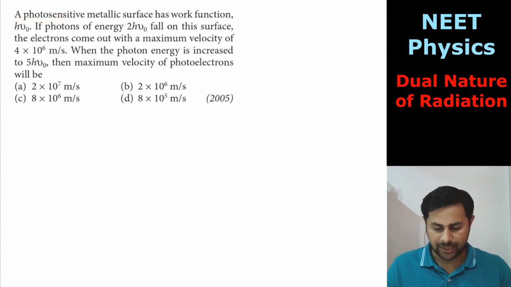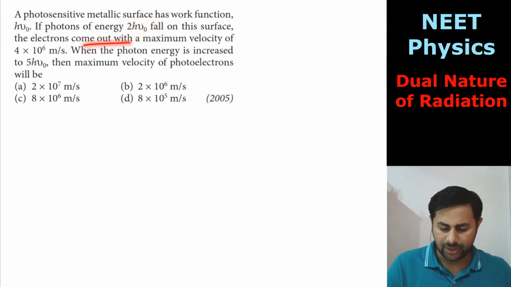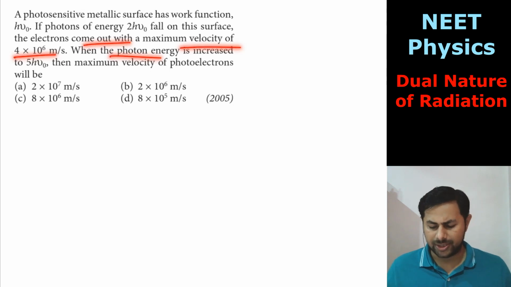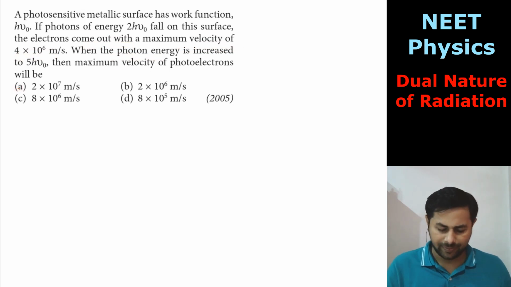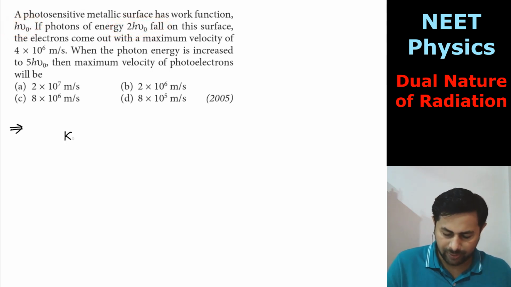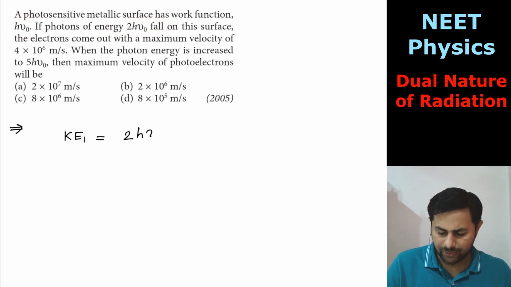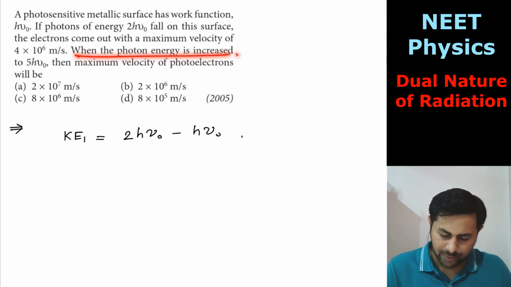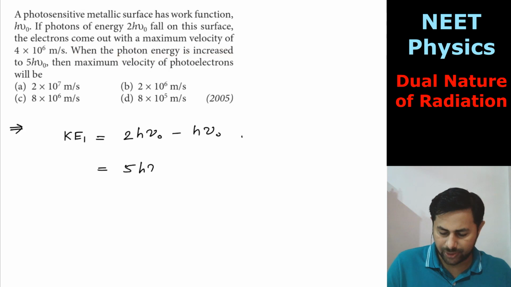A photosensitive metallic surface has work function h nu naught. If photons of energy 2 h nu naught fall on this surface, electrons come out with a certain maximum velocity. When photon energy is increased to 5 h nu naught, then the maximum velocity of photoelectrons will be? Tell me. This is very simple. Work function is h nu naught. Photon's energy is 2 h nu naught first. Then you have some kinetic energy. KE1 is equal to 2 h nu naught minus work function, that is h nu naught, and then you increase the energy of photons to 5 h nu naught. So 5 h nu naught minus h nu naught would be equal to KE2, right?